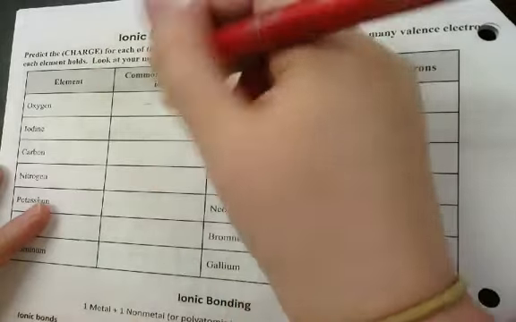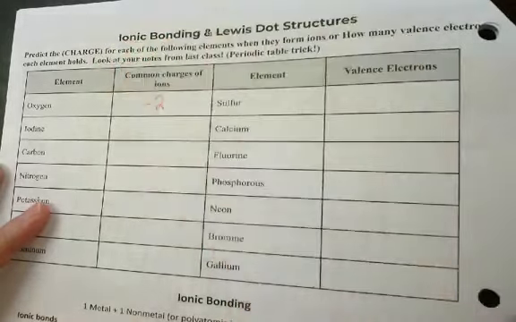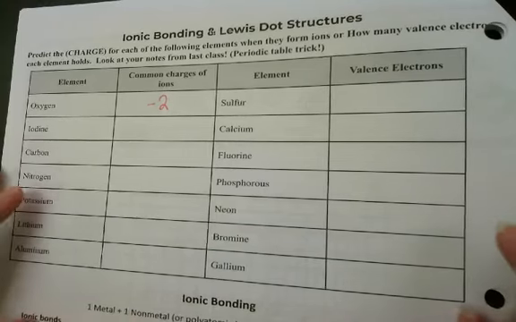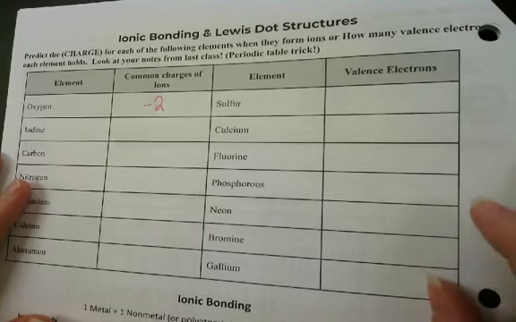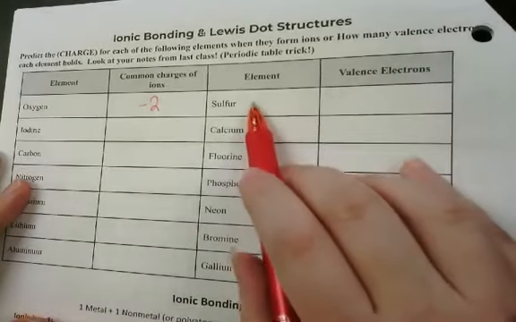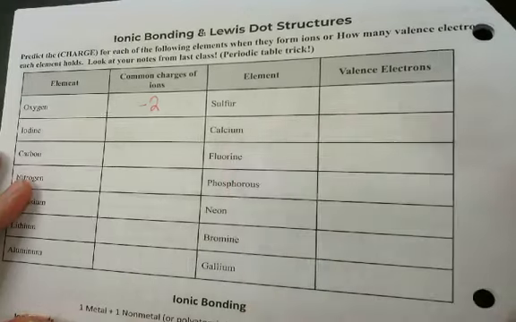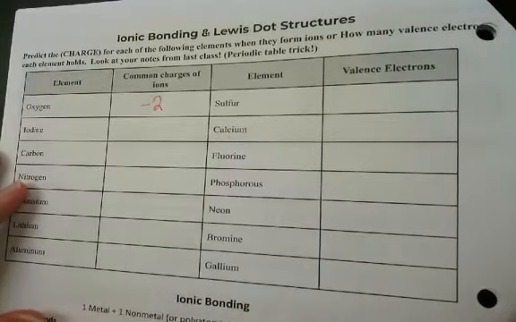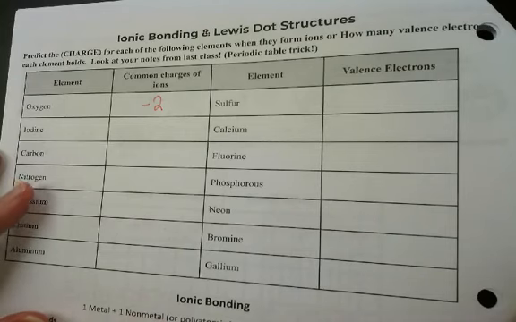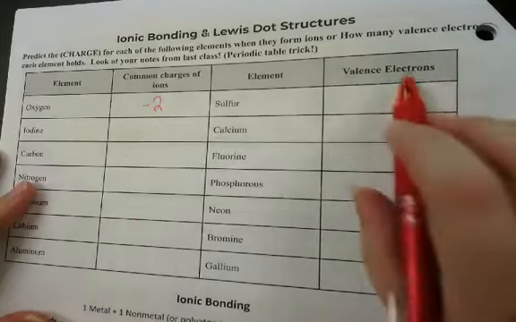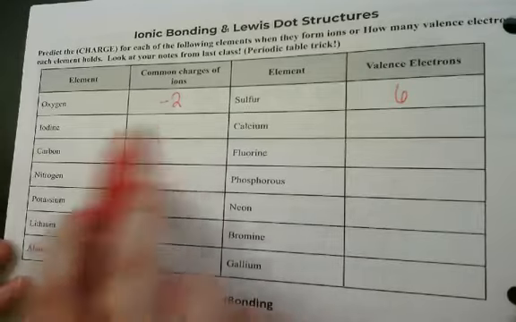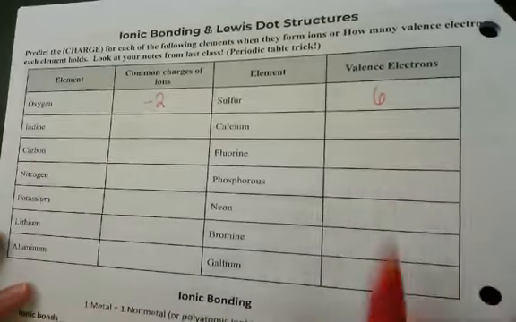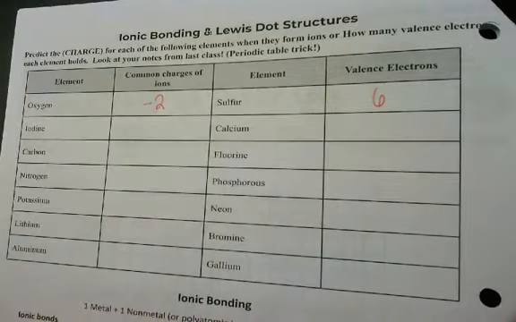Minus what? 2. It has 6 valence electrons. So it's going to want to gain 2 to get to 8. Okay, now I want to know how many valence electrons does sulfur have? What group is sulfur in? It's in group 16, so it has how many valence electrons? 6. So this column is asking you to identify the charge for these guys. This column is asking you to identify the valence electrons for these guys.